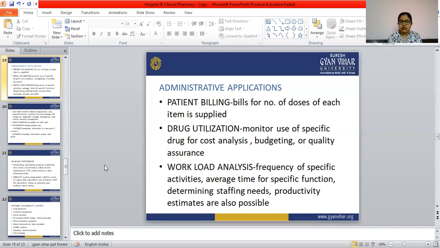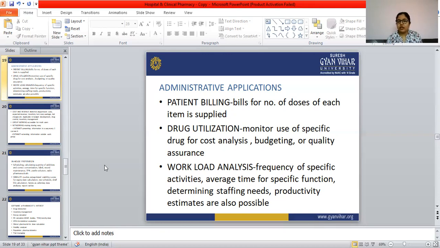So first one is patient billing. Okay, in patient billing, the computer can do the billing, and the number of doses of each item supplied will be mentioned in the bill. The computer is also used for drug utilization. They can monitor the use of a specific drug for cost analysis, budgeting, and quality assurance.